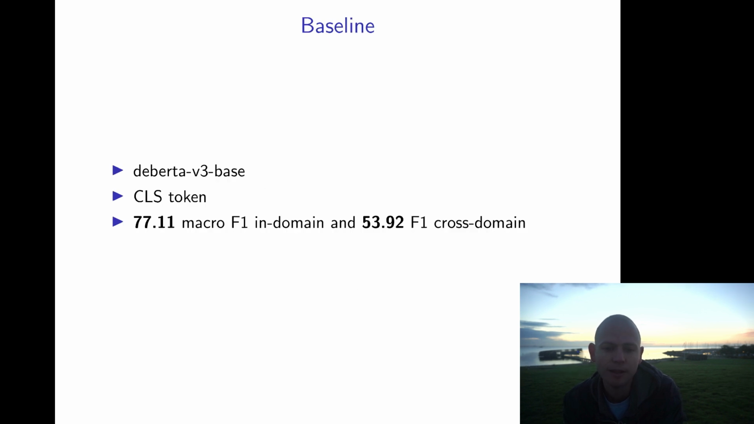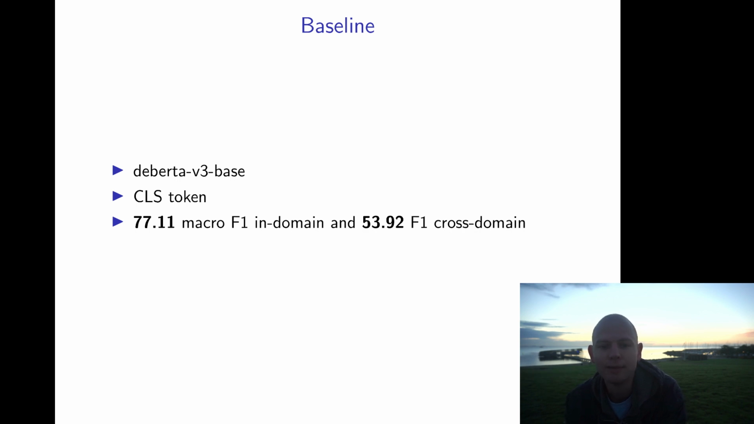Throughout this work we used the mDeBERTa version 3 base language model. This language model was just empirically shown to give good performance, while also not being too large or too computationally expensive. This model scored 77.11 macro-F1 in domain and 53.92 out of domain. So there is quite a substantial drop if you transfer to an out-of-domain dataset.